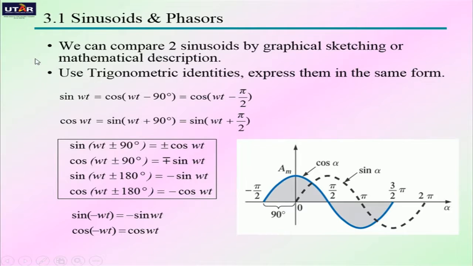These slides show us the relationship between sine and cosine, the trigonometric identities of sine and cosine, and how we can change from sine to cosine. Basically, the phase difference between sine and cosine is 90 degrees.